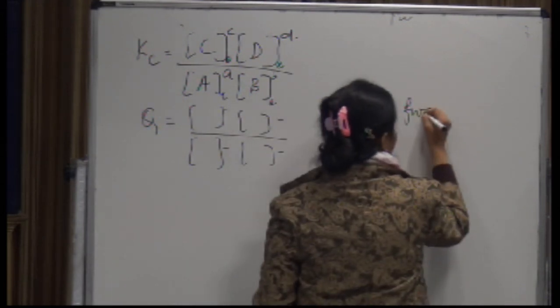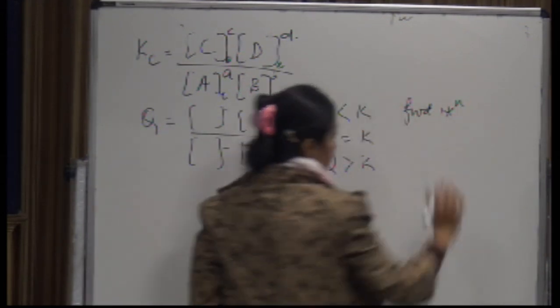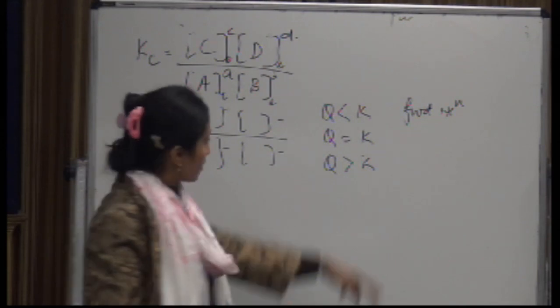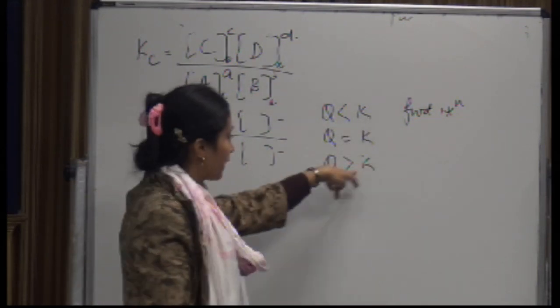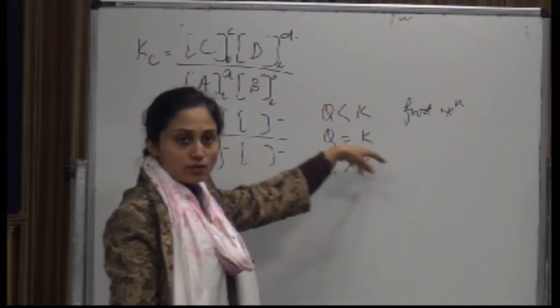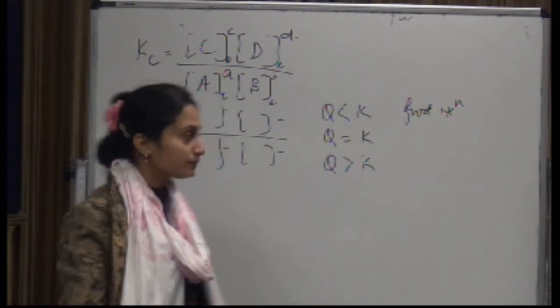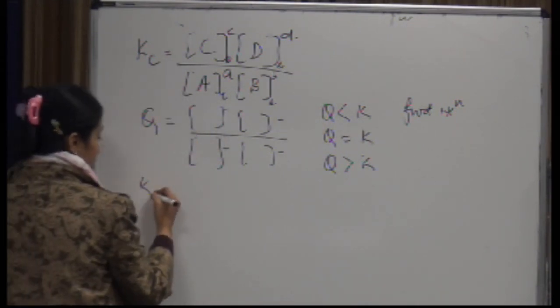If you know one, then the rest of them are known. So please do not confuse yourself by learning all of them up. If K is greater, it's a forward reaction. If K is lesser, it's a backward reaction. Q is equal to K is very easy at equilibrium. Then we did the relationship with Kp.